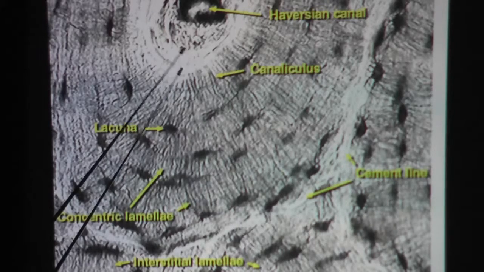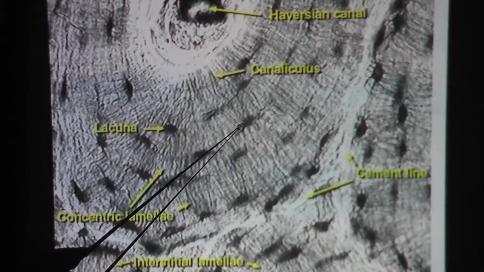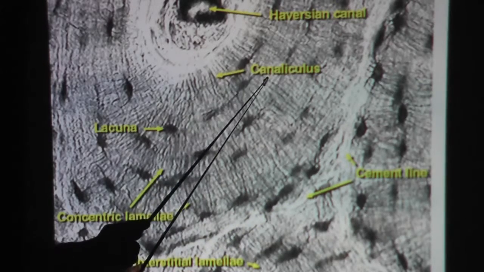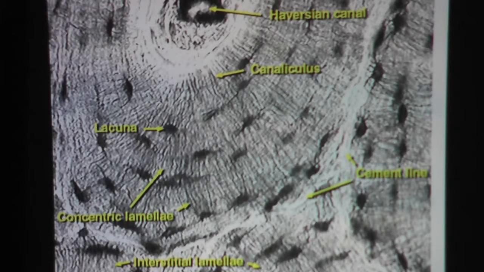From this view, it's great to see these fine little squiggly lines coming into the different lacuna, seeming to radiate outward from the central canal. That would be the canaliculi, which is plural for canaliculus. Okay.